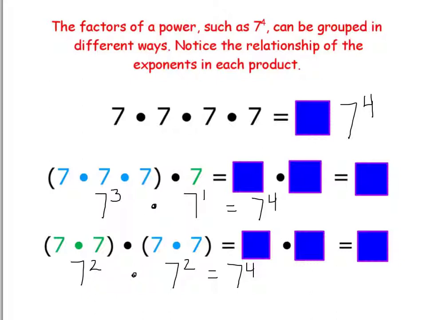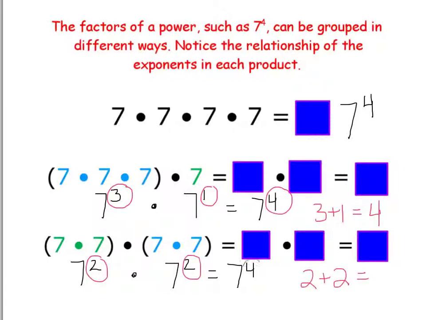Okay, hopefully you saw that 7 to the 3rd times 7 to the 1st and 7 to the 2nd times 7 to the 2nd both equal 7 to the 4th. But also, we can see that this power of 3 and this power of 1, 3 plus 1 equals our power of 4. Down here we have 2 and 2, and 2 plus 2 also equals our power of 4. This is going to lead us into our first law of exponents.